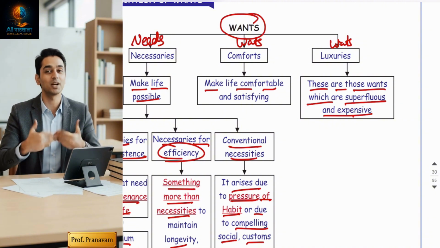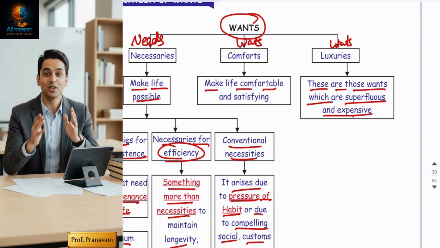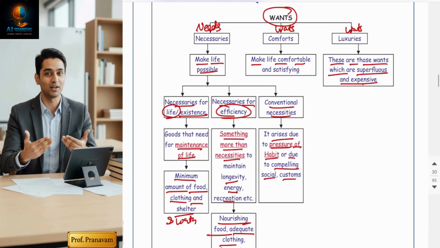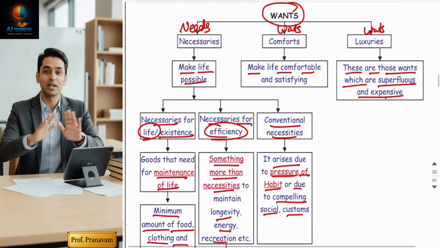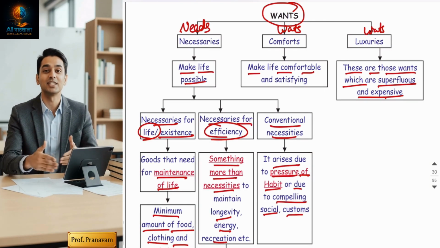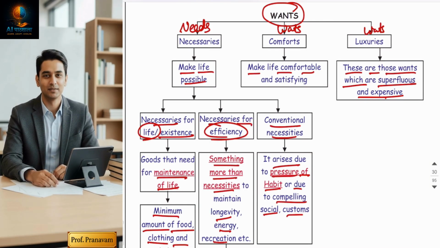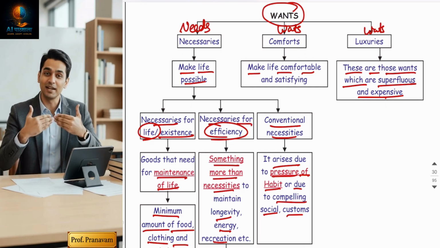A minimum phone is comfort, but an iPhone is luxury. So wants are divided into three parts. Comfort is something in the middle. Comfort is neither necessity nor luxury. So the middle class always lives their life comfortably.